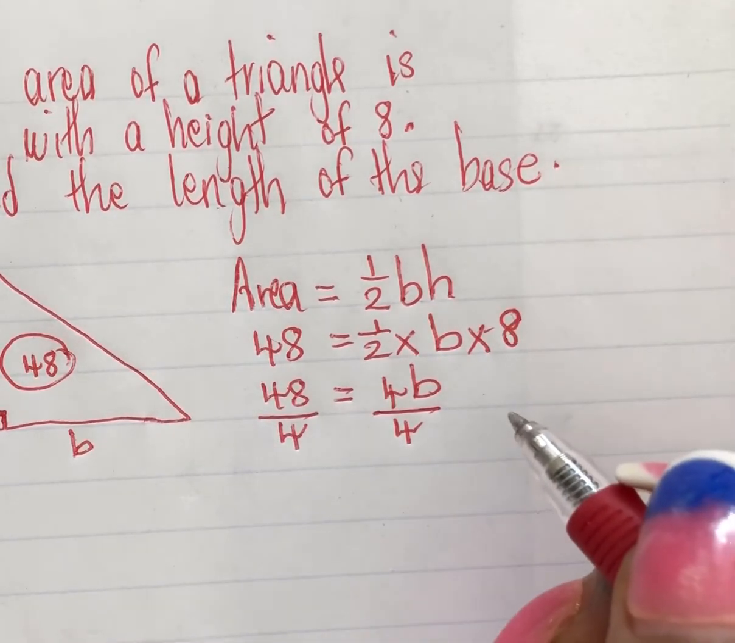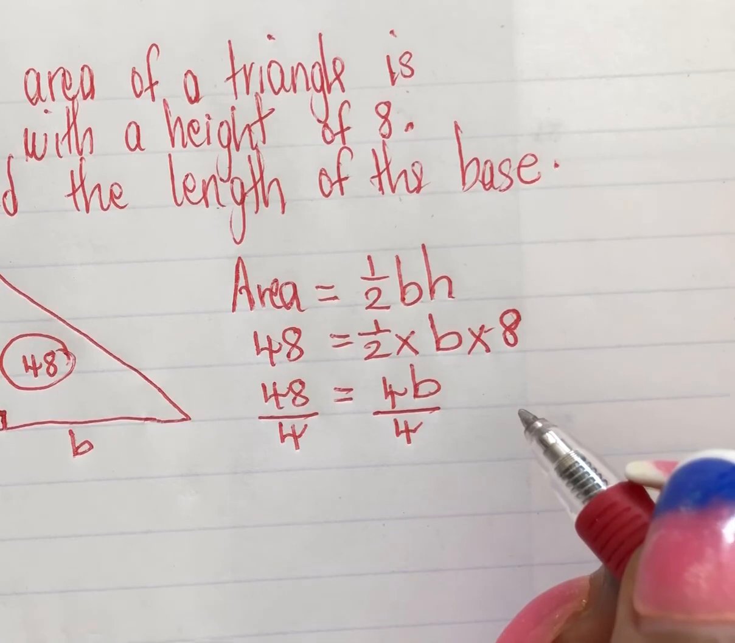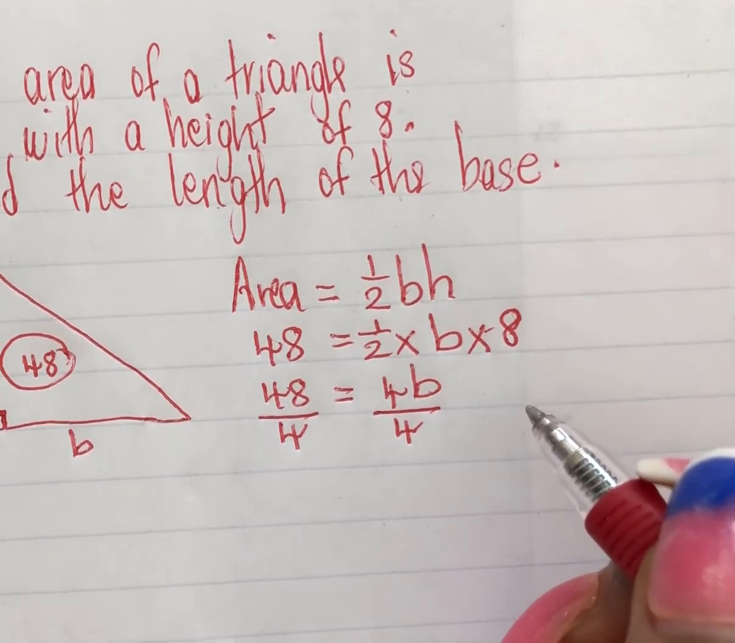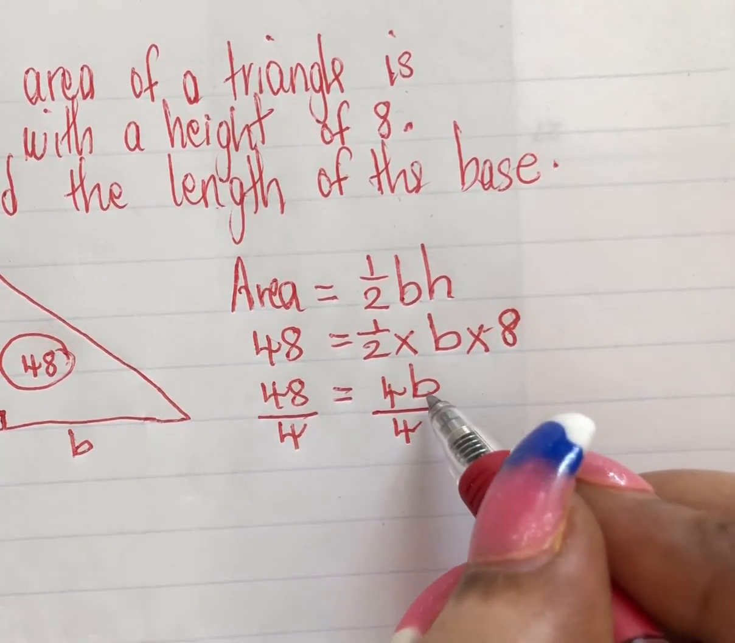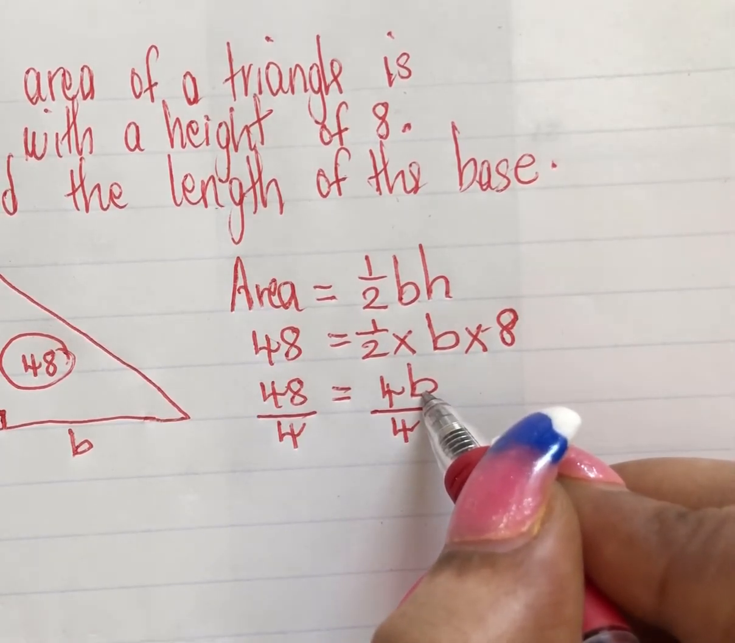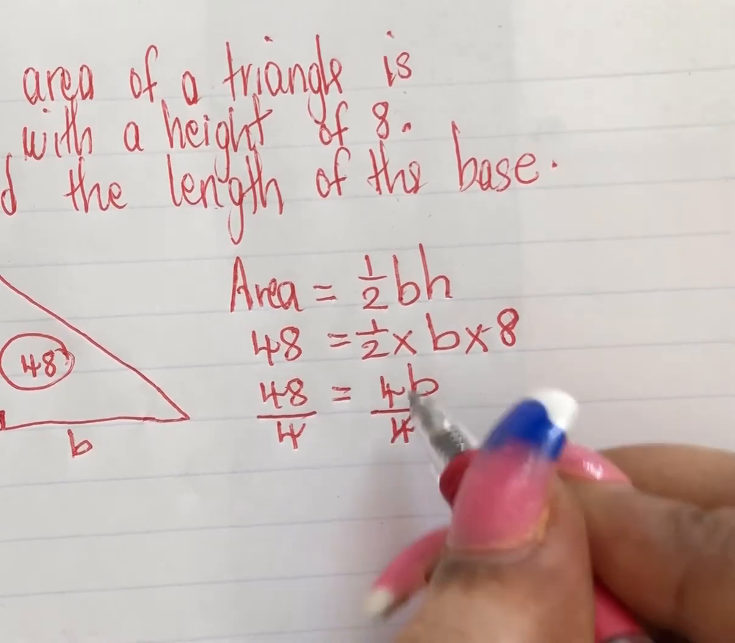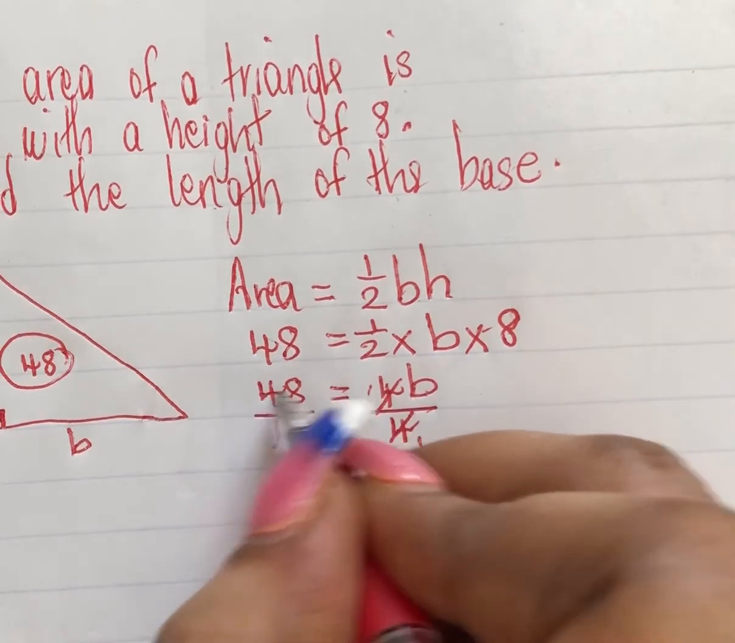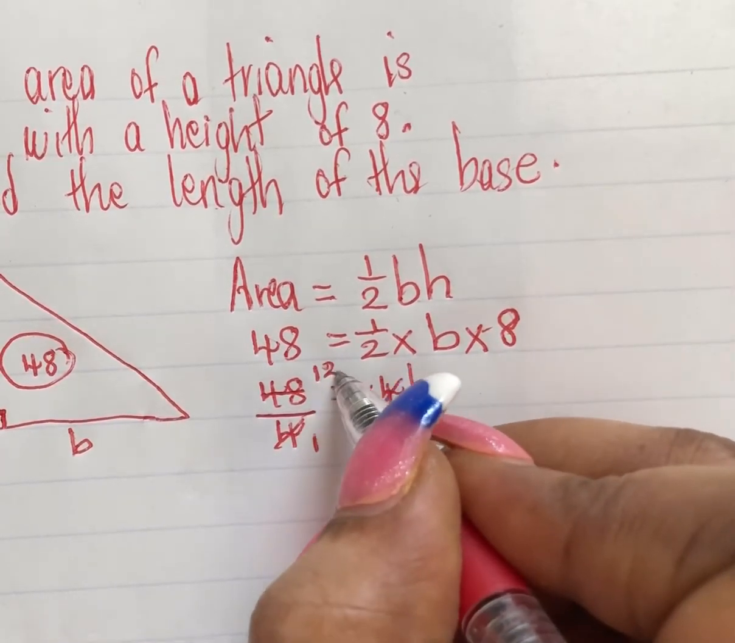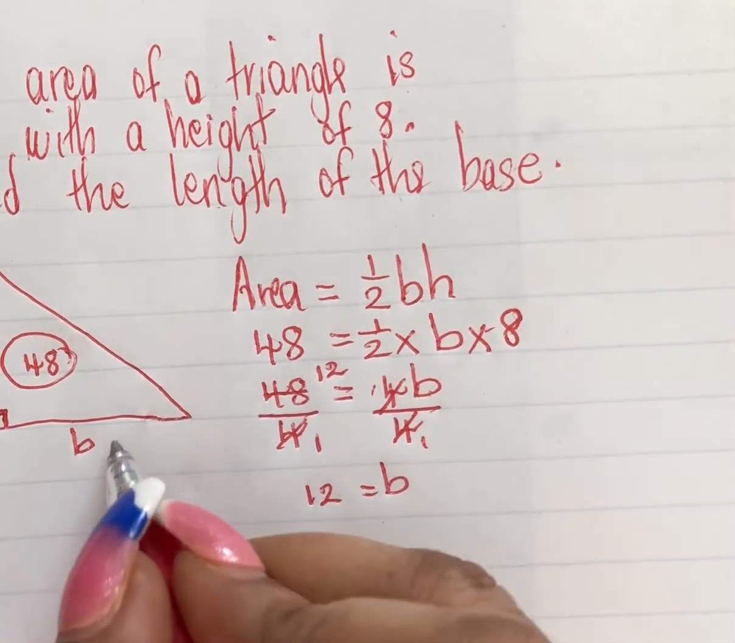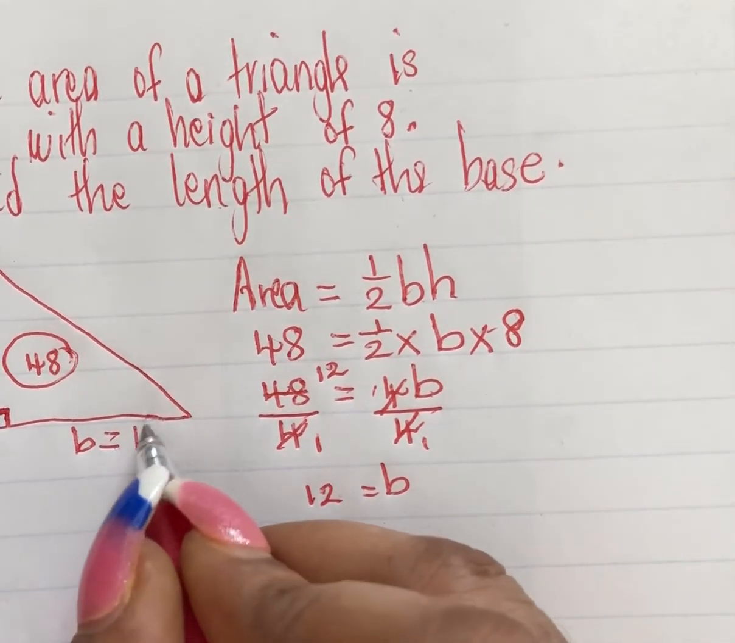We solve it the exact same way we will solve linear equations, where we go to find the value of the unknown. My unknown is my base, and I use the letter B to represent base. So 4 goes into itself once. 4 goes into 48 exactly 12 times. So 12 will be my B. So my base is 12.